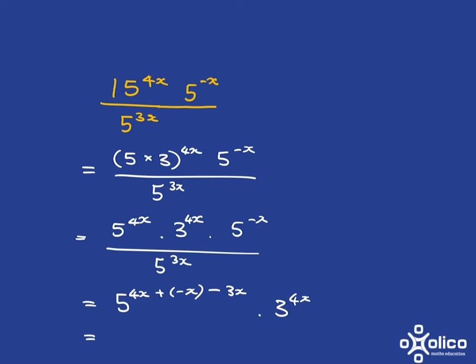And 4x subtract x gives me 3x, subtract 3x gives me 0, so I get 5 to the 0 times 3 to the 4x, and 5 to the 0 is 1, so 1 times 3 to the 4x is 3 to the 4x. Again, that's completely fine to leave it like that, but you could also take note that this is 3 to the 4, all to the power of x, and 3 to the 4 is going to be 81. So this is 81 to the power of x.